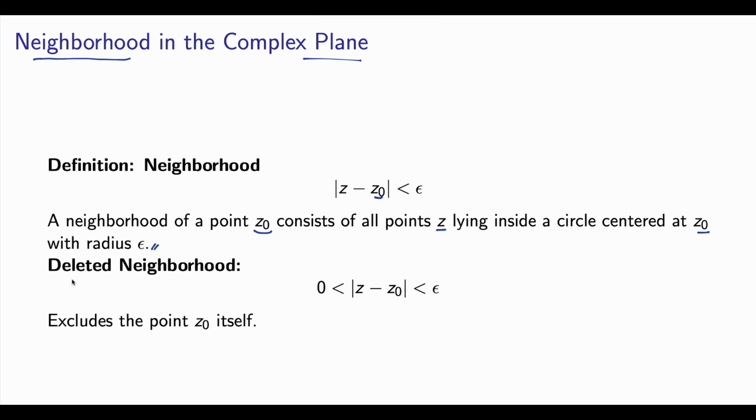Okay, what is a deleted neighborhood? A deleted neighborhood of z naught means z naught is removed, right? So the center is removed basically. So this is 0 strictly less than modulus of z minus z naught, which is less than epsilon, right?